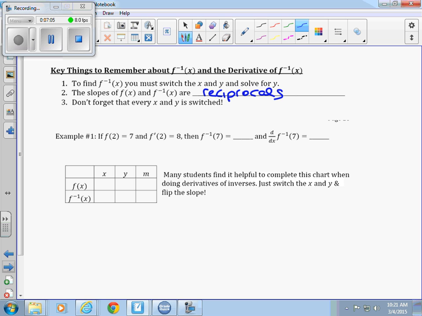If you like the note cards and you use those note cards, this might be a note card worthy event because it's not something you'll find on your calculus helper. I didn't make you make note cards for the derivative rules because you have a calculus helper, but this is something that's not on the calculus helper.